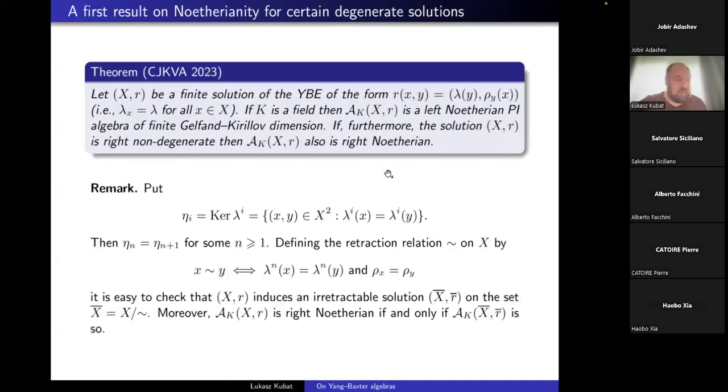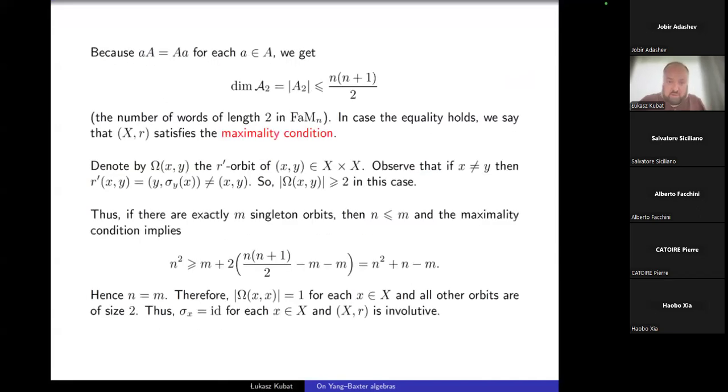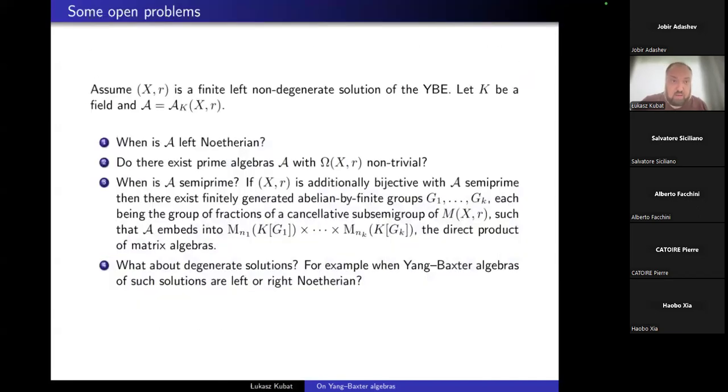And at the end, I will just mention that there are some results concerning degenerate solutions, that it's also possible that some classes of degenerate solutions lead to nice algebras, but unfortunately, we are still not able to find necessary and sufficient conditions. Here I have some properties about graded two-part, but because I don't have time, I will skip it. And at the end, I will post some open problems.